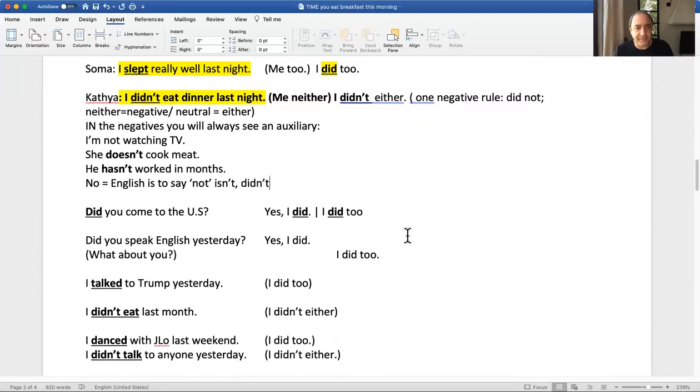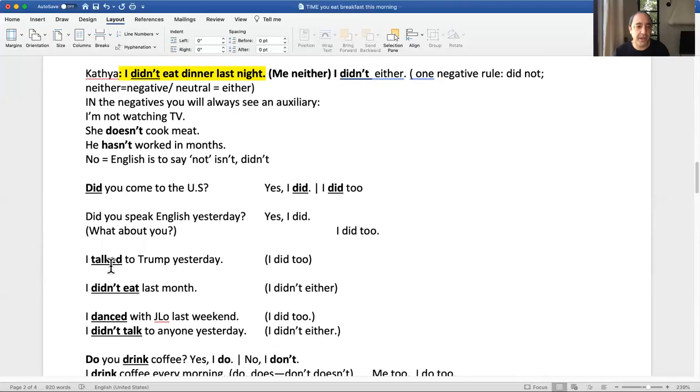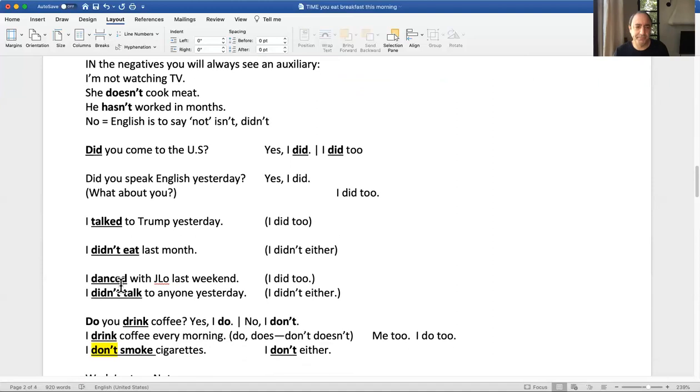Let's take a look at some examples. Again, we use auxiliaries for questions. Did you come to the US? And for answers. Yes, I did. Okay, I did too for agreements. Did you speak English yesterday? Yes, I did. Oh, you agree with that? I did too. I talked to Trump yesterday. I did too. I didn't eat last month. I didn't either. I danced with J-Lo last weekend. I did too.